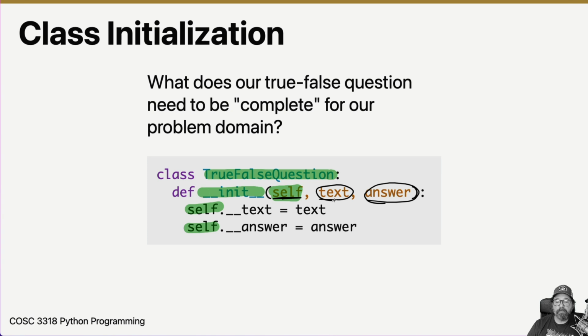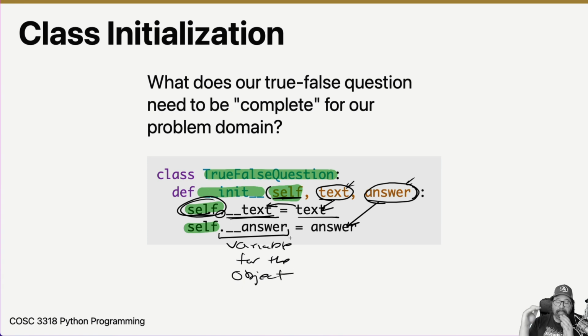Then we use those function variables, right? So these are parameters for this function. And we set self dot something equal to that variable. And so what it's done is it's stored that value inside what we call a data attribute on this object. And so dot underscore underscore answer is a variable for this object. And so it travels around. That's the data that is inside the object.